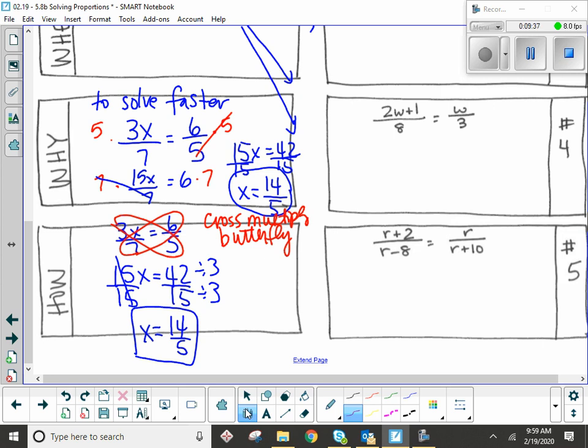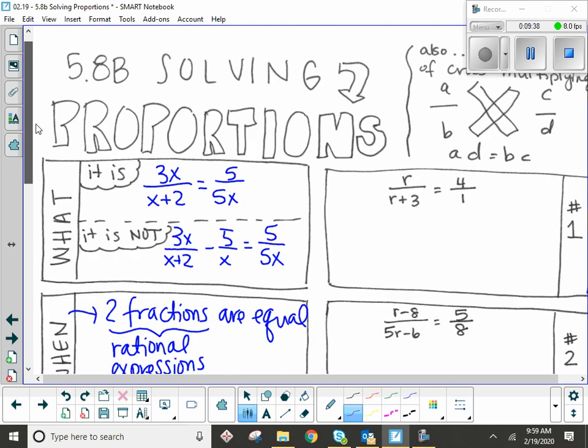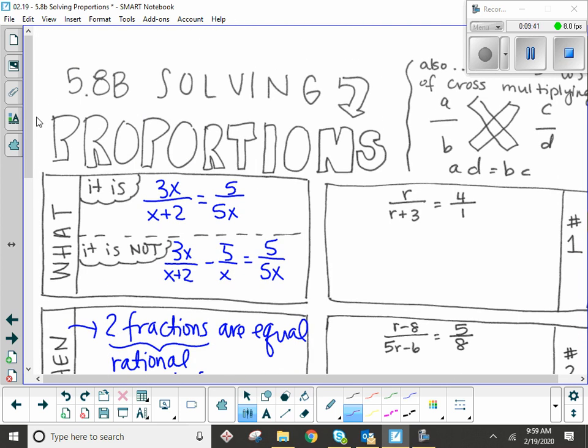So going back up to the top. The first thing we want to do, though, is figure out what our excluded values are. Because when we find our solution, we want to make sure it will not make the denominator 0. So looking at this denominator here, before we even do our cross multiply, what would make that equal to 0? What value of r would make that 0?